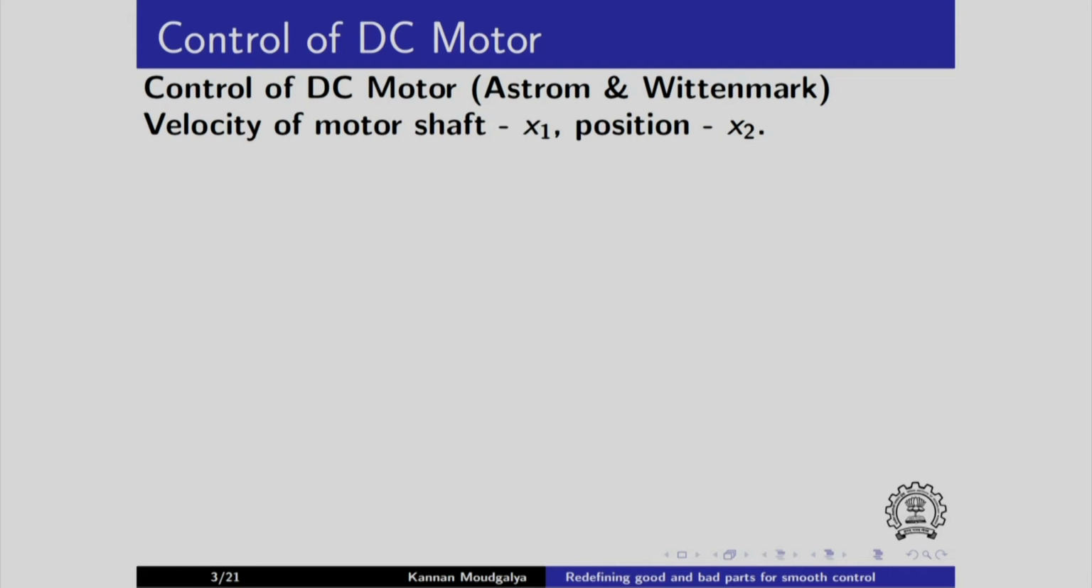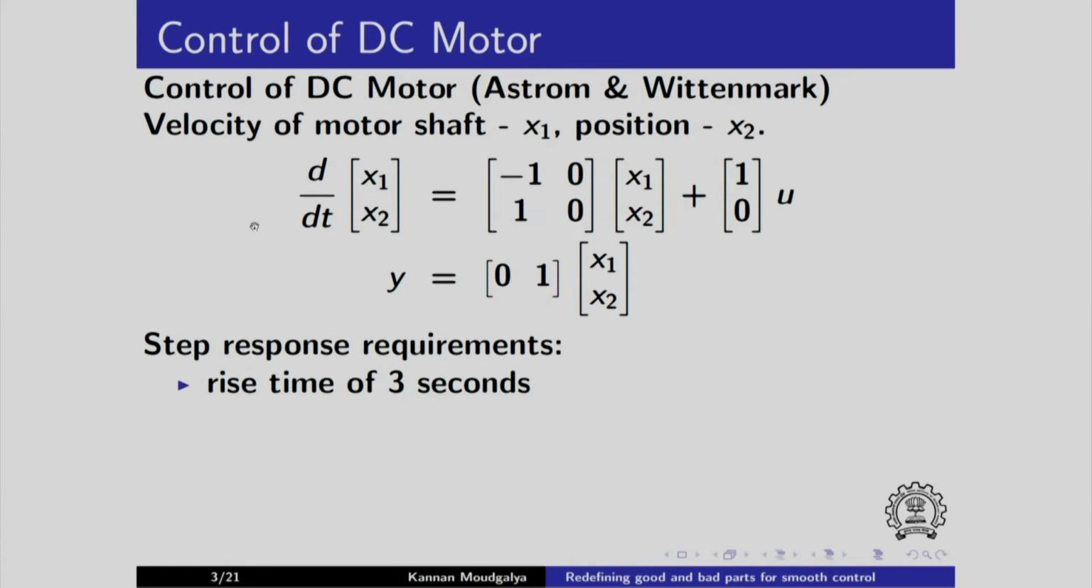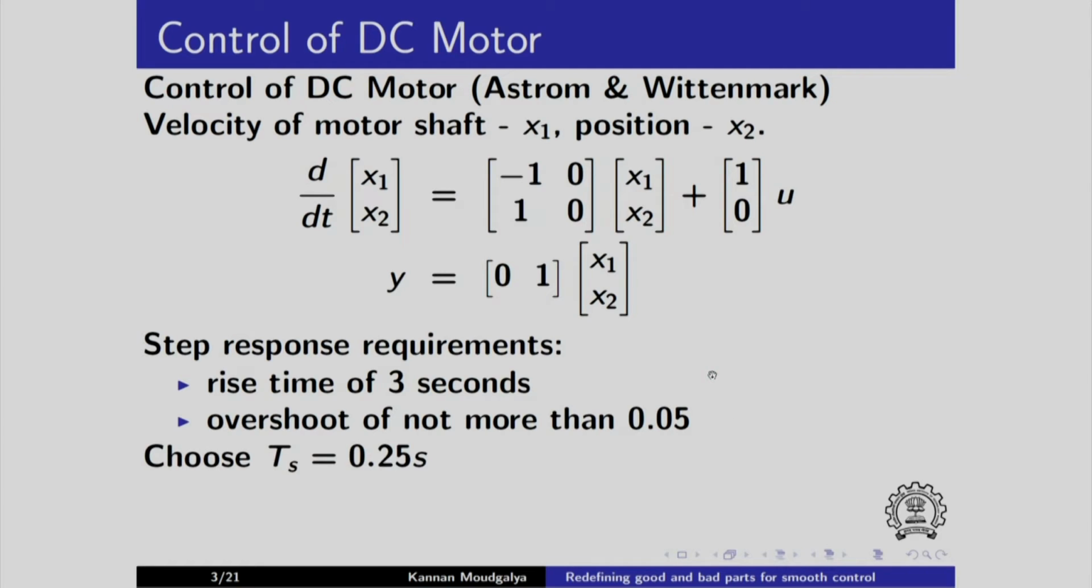So let us look at the control of DC motor problem presented by Astrom and Wittenmark. x1 is the velocity of motor shaft, x2 is the position. Here is the state space equation. The requirements for a step response are rise time should be 3 seconds, overshoot of not more than 5%.